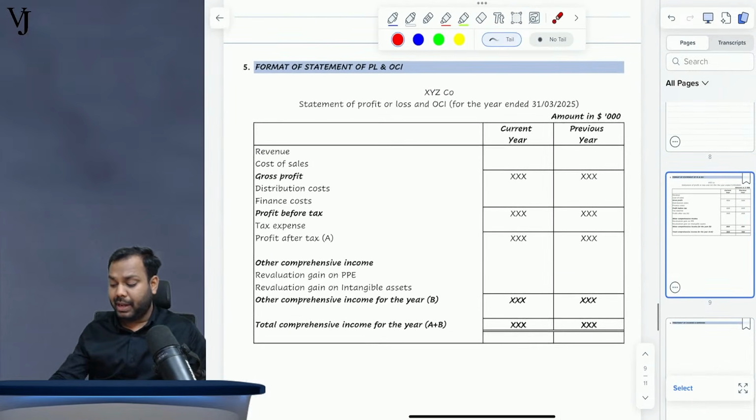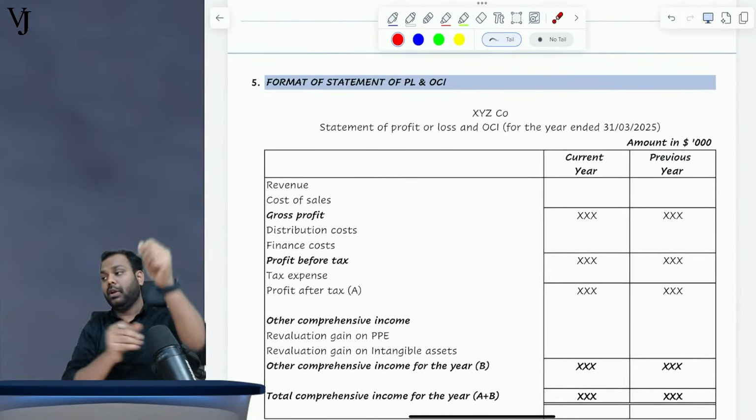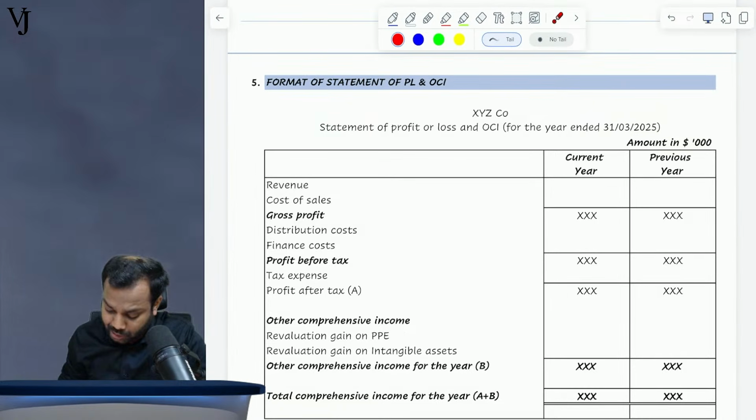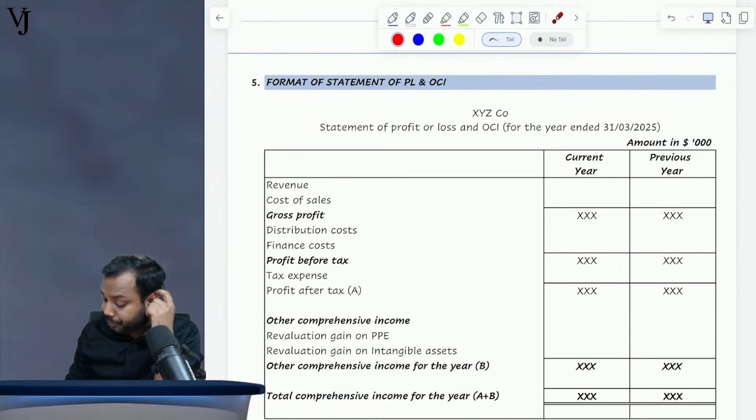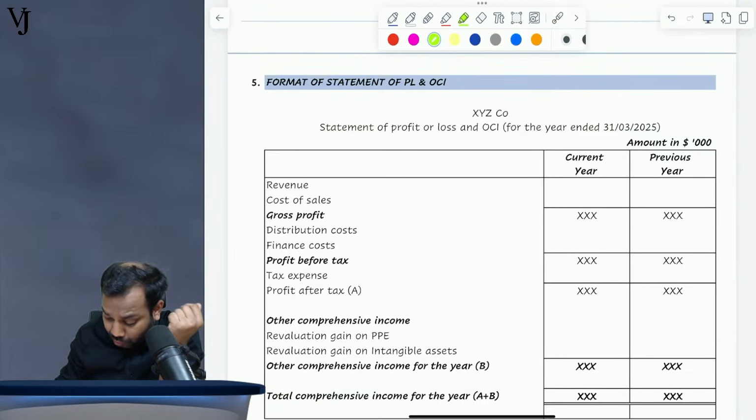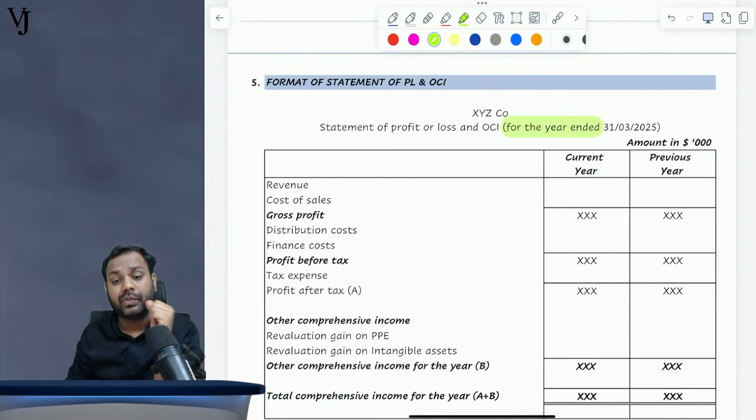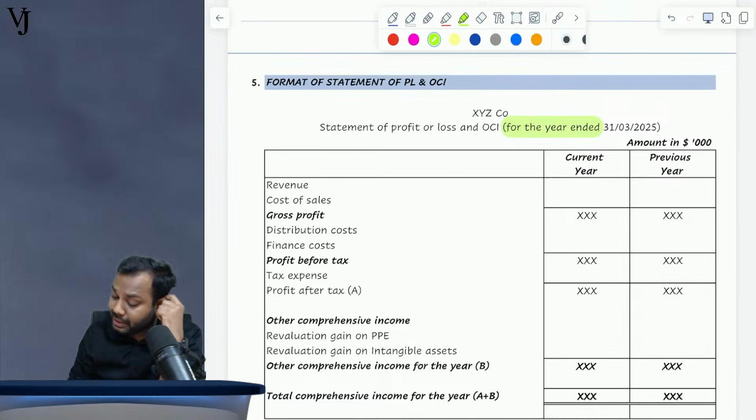Format of profit or loss and other comprehensive income. Understand? Now, as you can see, it is for the year ended. Now, it starts from what?